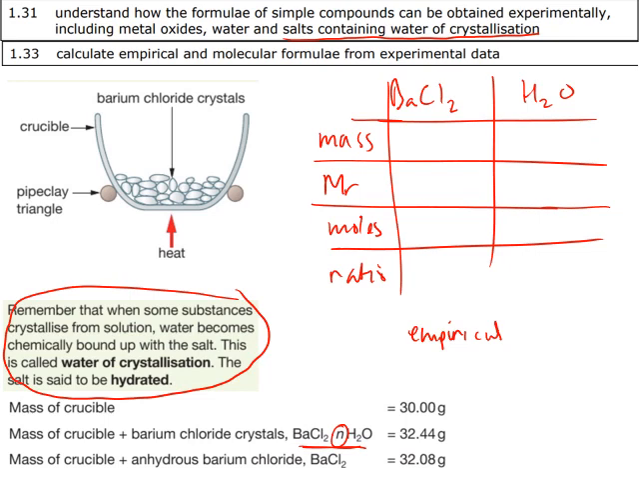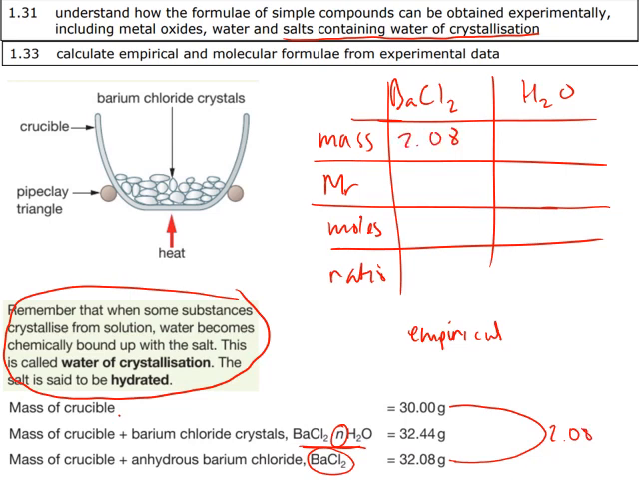Okay, so let's see what we've got. To work out the mass of barium chloride, here we've got the mass of the crucible first. Then we've got the mass of the crucible at the bottom with the anhydrous barium chloride. So the difference between these two is going to give us the mass of barium chloride. That's going to be 2.08.